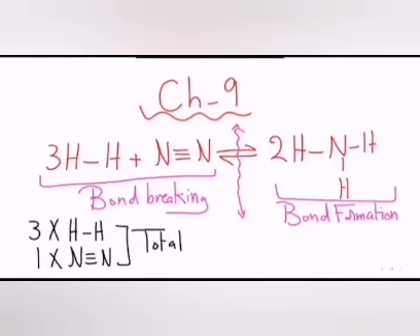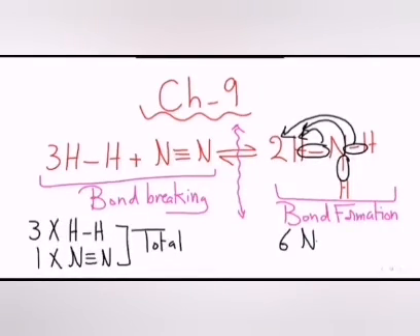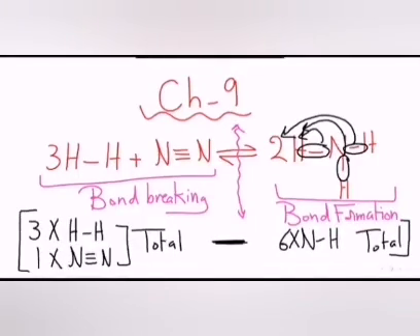for bond breaking. And for bond formation, in this reaction, I have 6 bonds, because these are 3 bonds times 2, that is 6 N-H bonds. So I will simply multiply 6 by the bond energy value for the N-H bond. Then I will get the total here also. And then I will do subtraction to get delta H, which is the energy change. So total of bond breaking minus total of bond formation.